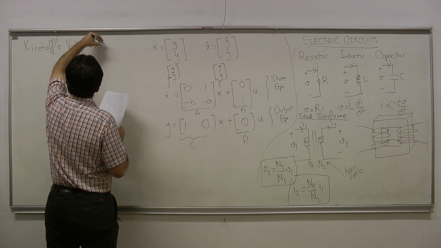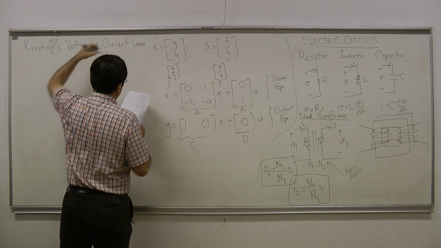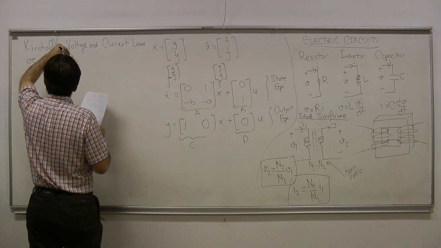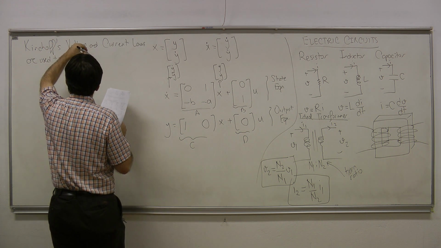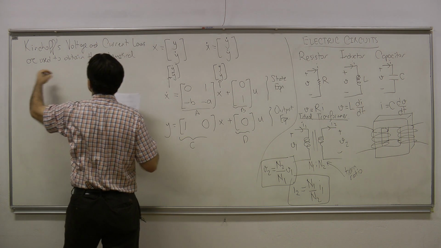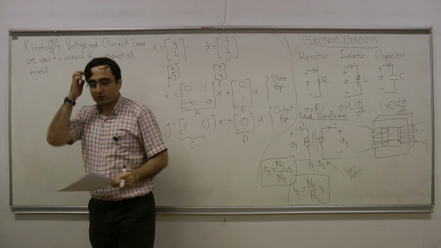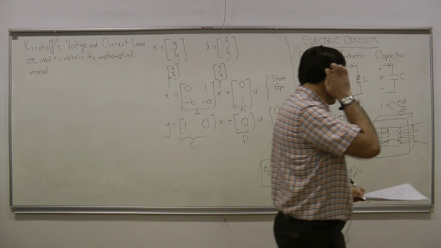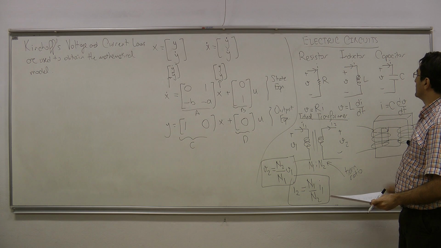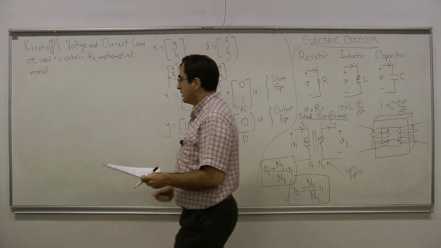Voltage and current laws are used to obtain the mathematical model. So these are all of the elements that we are going to use in electric circuits, and most of the time we won't use the ideal transformer here, but resistor, inductor, and capacitor might actually appear in our models.